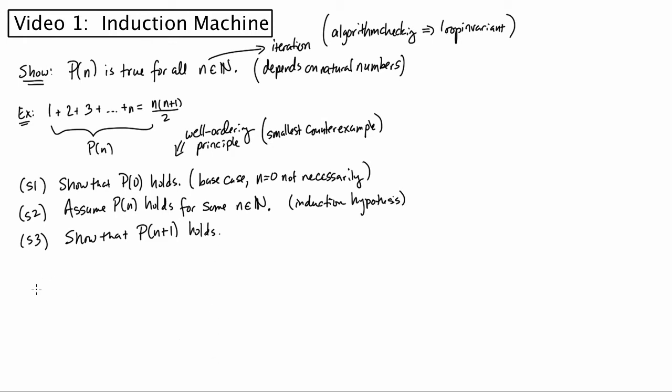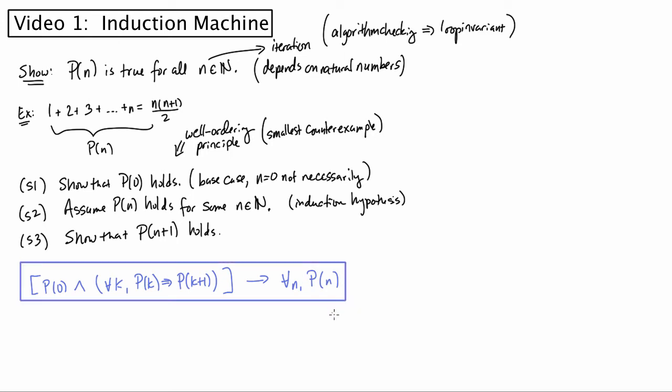Now, as a logic argument here, the argument that we're making is the following. P of 0, and if I know for all k, P of k implies that P of k plus 1 is true, then those two things together imply that for all n, P of n holds. So this is the logical form of mathematical induction.